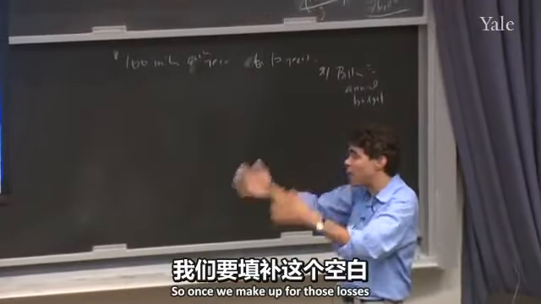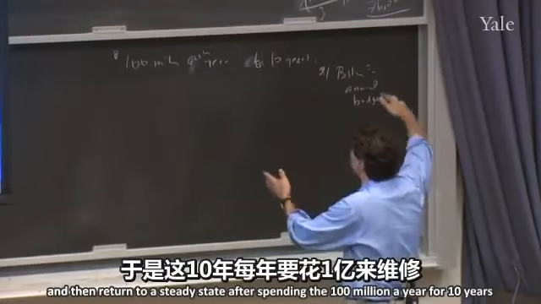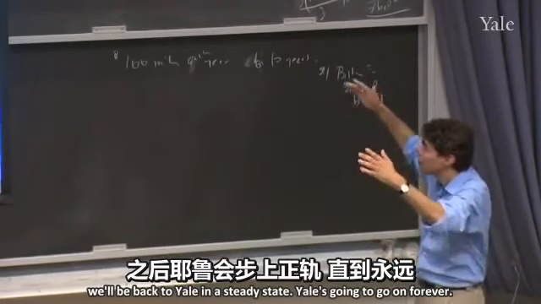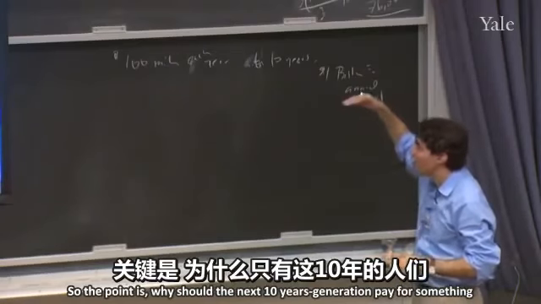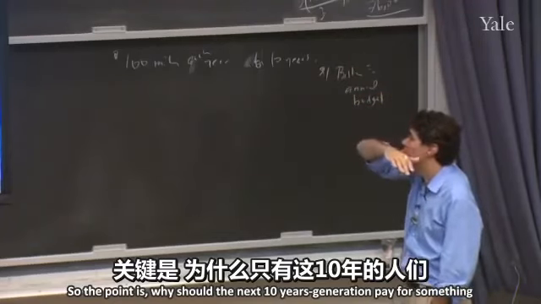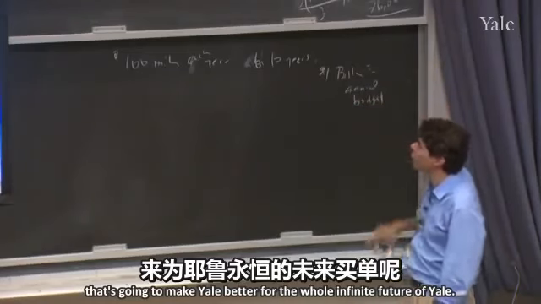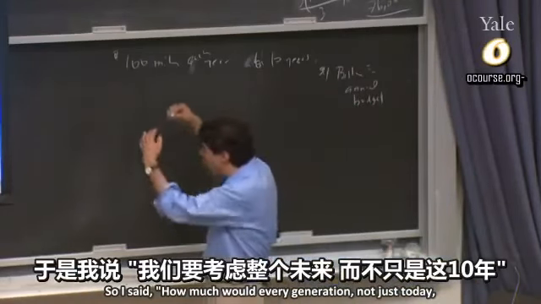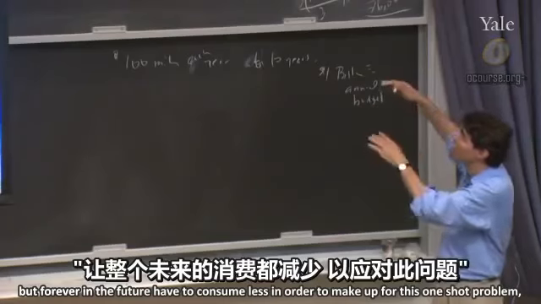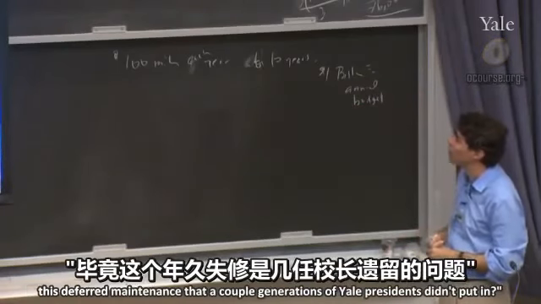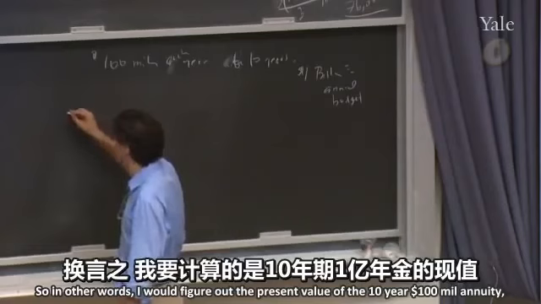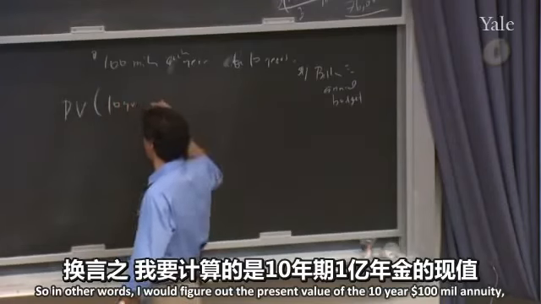So once we make up for those losses and then return to a steady state, after spending the $100 million a year for 10 years, we'll be back to Yale in a steady state. Yale's going to go on forever. So the point is, why should the next 10 years' generation pay for something that's going to make Yale better for the whole infinite future of Yale? So I said, how much would every generation, not just today, but forever in the future, have to consume less in order to make up for this one-shot problem, this deferred maintenance that a couple generations of Yale presidents didn't put in?